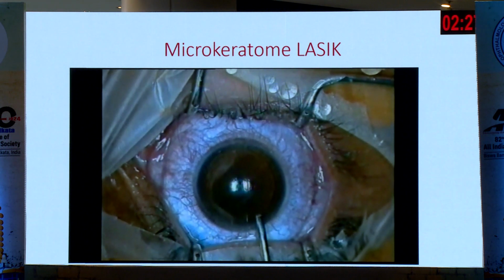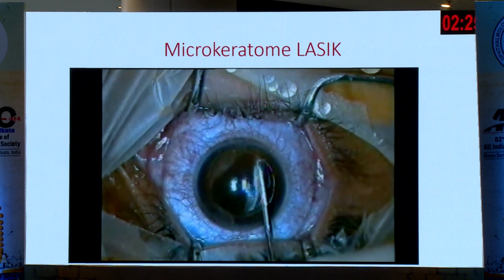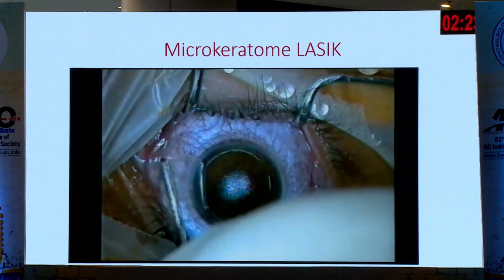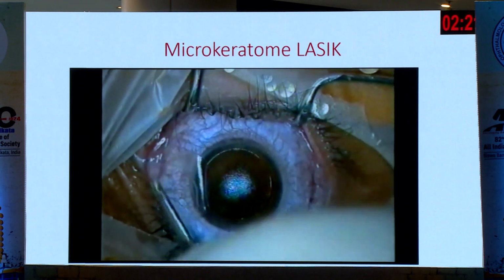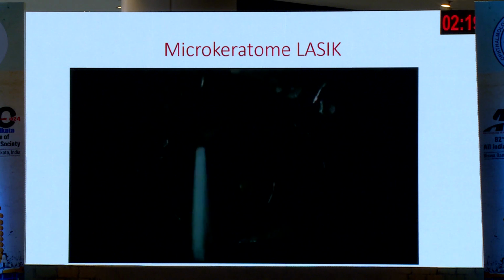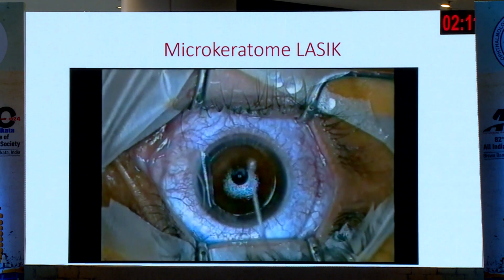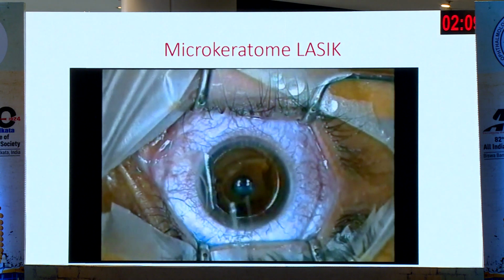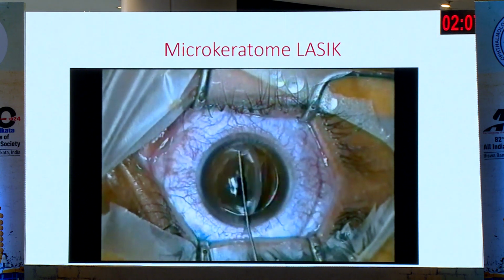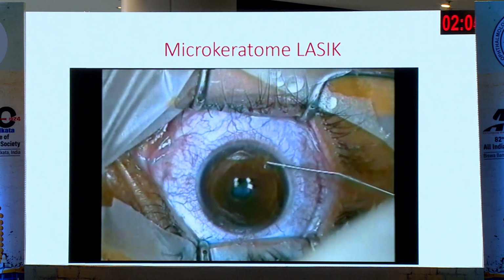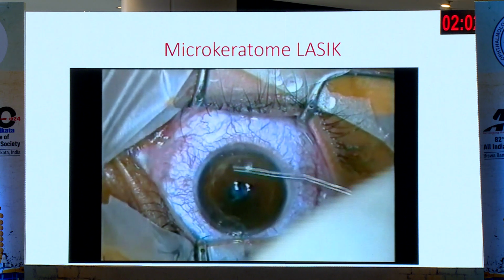Important part is once you are starting to do the laser, always dry the surface. The surface should not be wet because it will hamper the delivery of laser on the stromal bed. So dry it. Always try to save the flap from the excimer laser, especially in hyperopic cases where the ablation zone is quite big, so you have to save it with the sponge and then reposit the flap, wash the interface and reposit it.